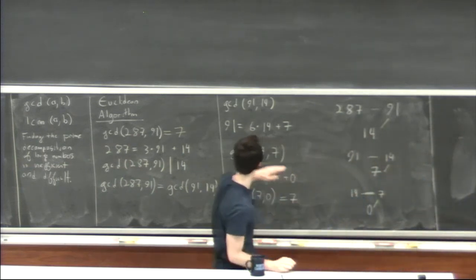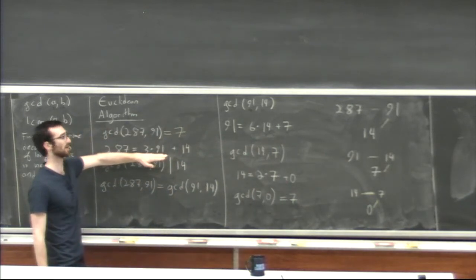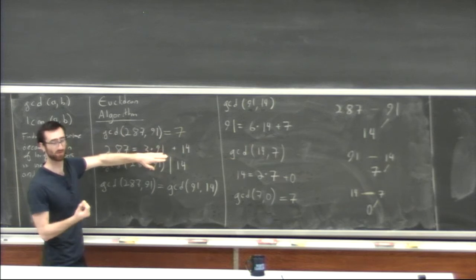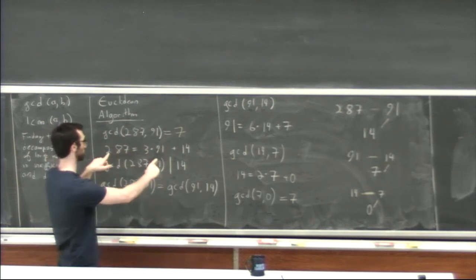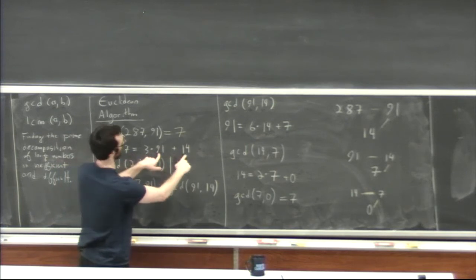And it depends on always writing these relationships according to the division algorithm, where I start with two numbers, I try to divide them with the remainder, and it turns out that the GCD of this pair of numbers is the same as the GCD of this pair of numbers.